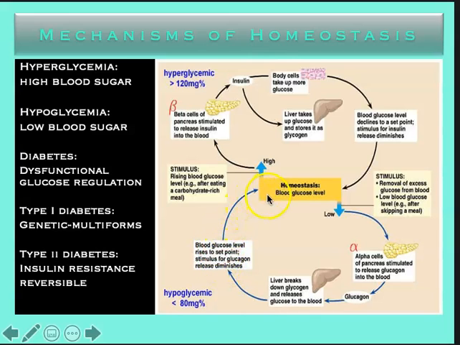All right. So I have this stimuli, high blood sugar, low blood sugar. I have the sensors, the alpha cells or the beta cells, and then I have the effectors. In short, that would be glucagon and insulin. And that's it.